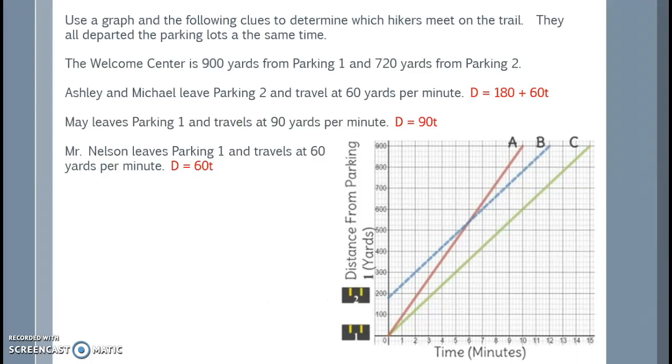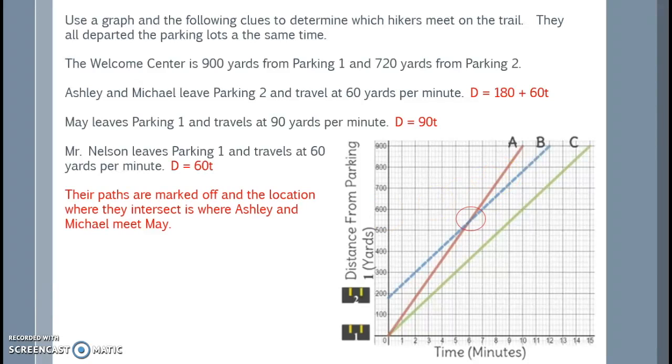So converting these into a graph, I see that Mr. Nelson, who is this green line, will never catch up or intersect with Ashley and Michael or May. I see that this blue line is Ashley and Michael since they have a head start at 180 and they're traveling. And then finally May will surpass them. Their paths are marked off and the location where they intersect is where Ashley and Michael meet May.